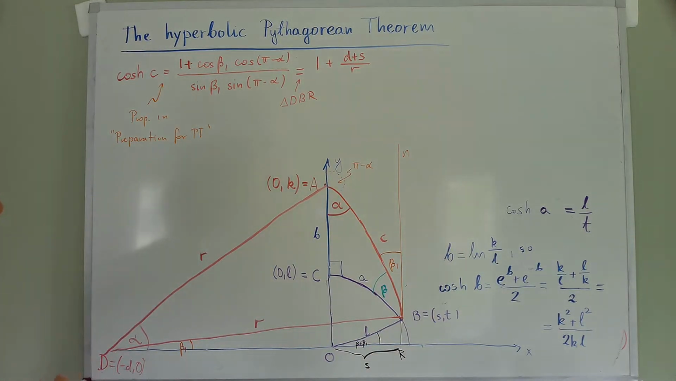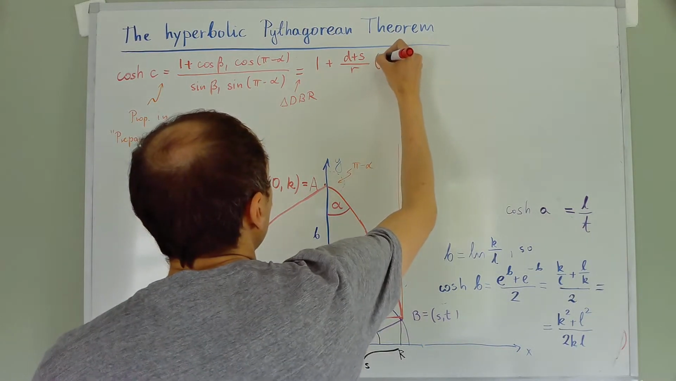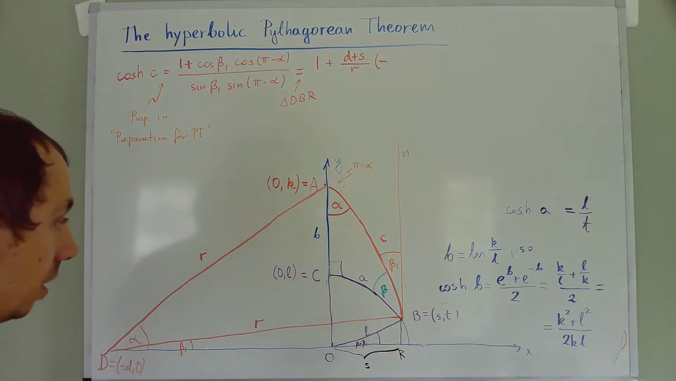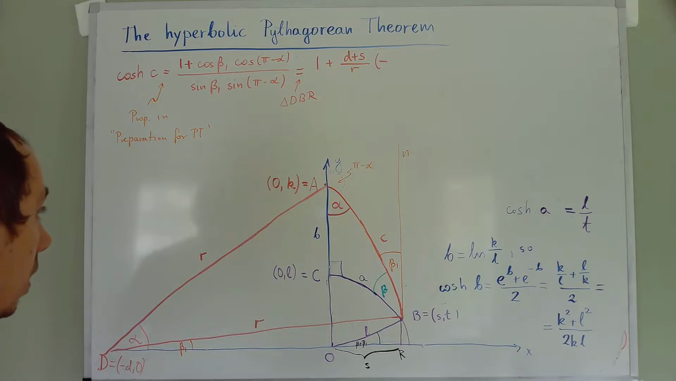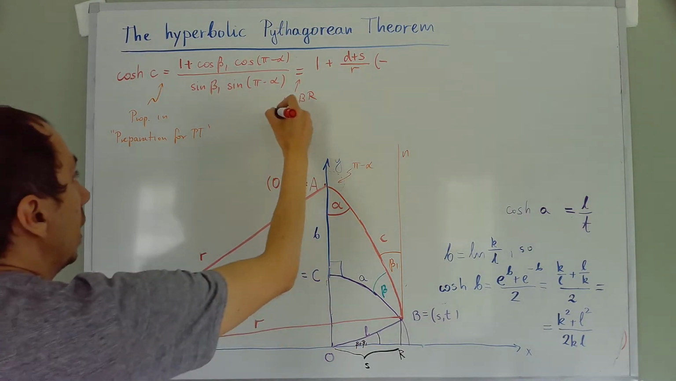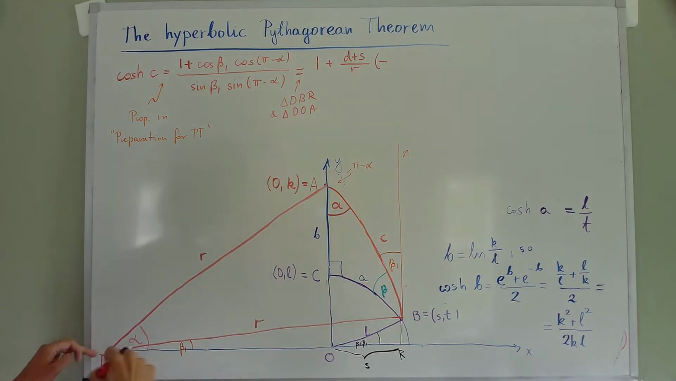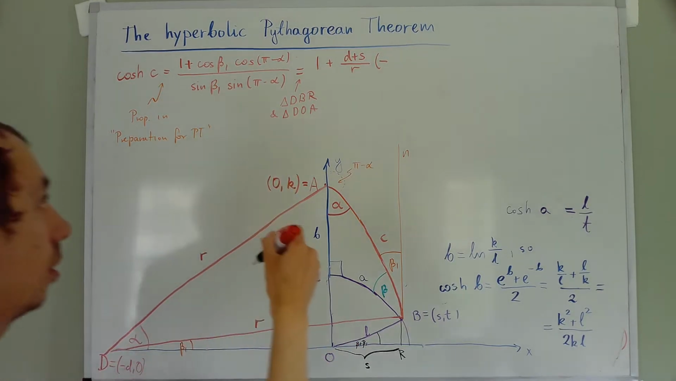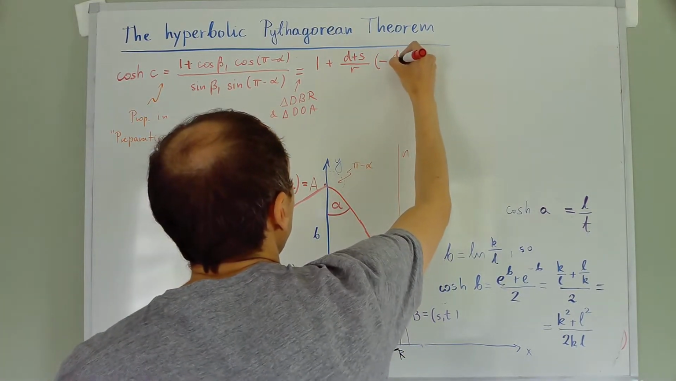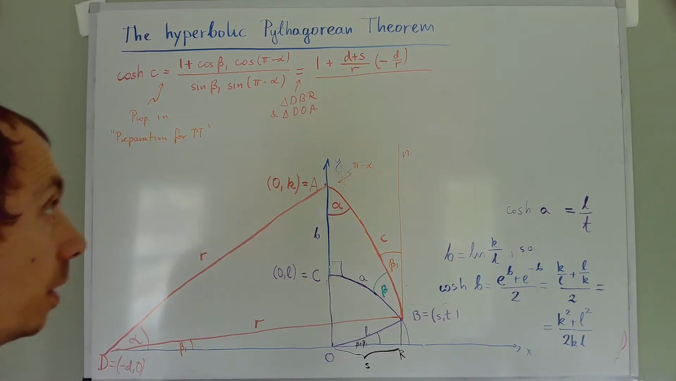And what about cosine of pi minus alpha? Well, that's the same as minus cosine alpha. So minus. And what's cosine alpha? Well, here I'm looking at the triangle DOA. So this cosine is going to be D divided by R. Minus D divided by R.